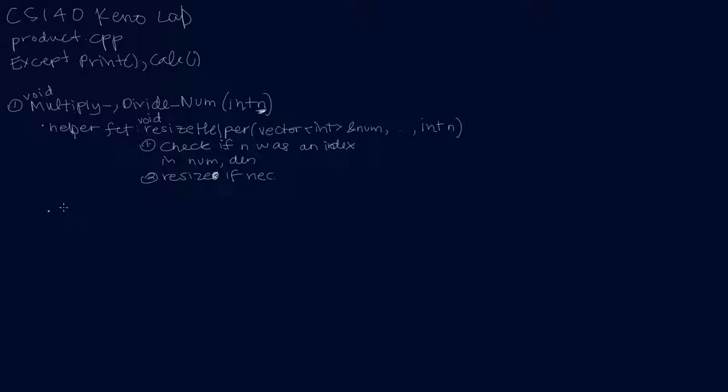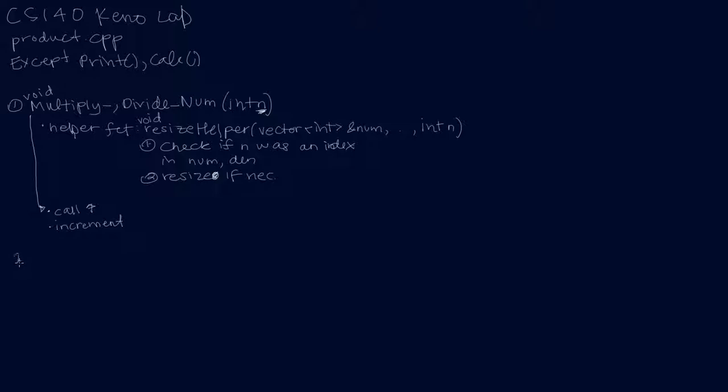All right, so once that is written, multiply and divide number become really easy. We're going to talk about them right here. They become really, really easy and just as simple as it sounds in the write-up. You're going to call the helper function here, and then you simply increment numerator sub I or denominator sub I, like the lab write-up says. That's it, just like a two-liner function.